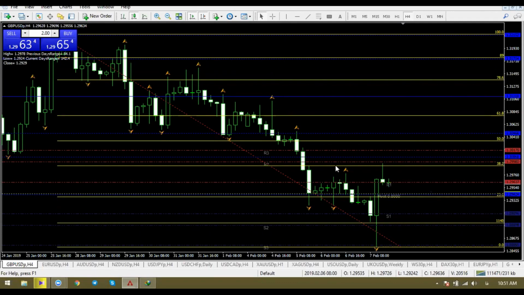We don't care about the body or the shadow of the candle. We just see if it breaks it or not. It breaks to 38 or not. It makes no difference, shadow or body of the candle. The important thing is that it touches it.